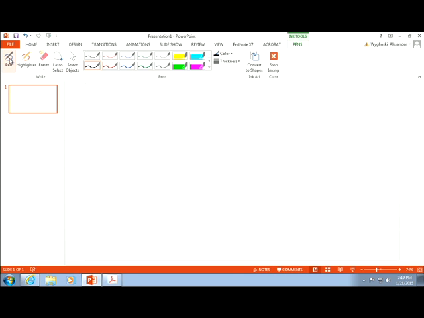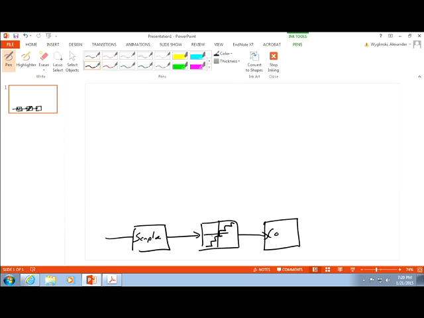So again, let's look at this. First of all, we have our sampler. Then we have our quantizer, which has a universal symbol: that step-looking thing. Then it's my coder.